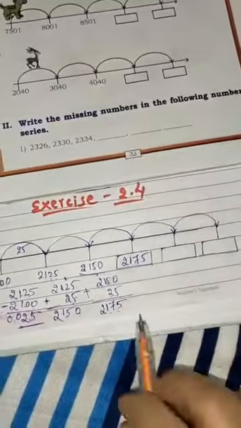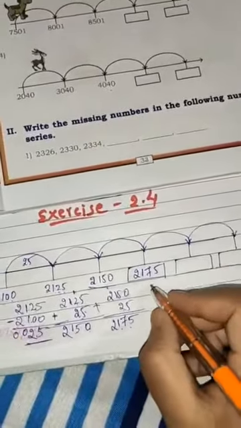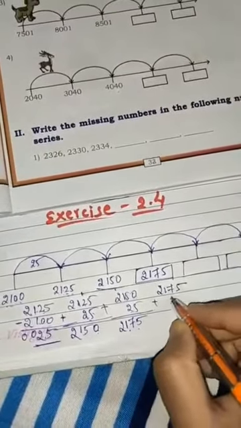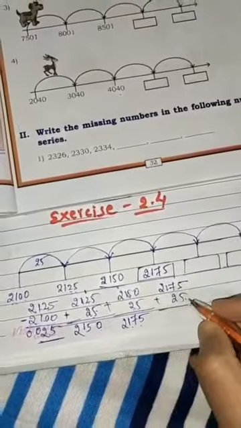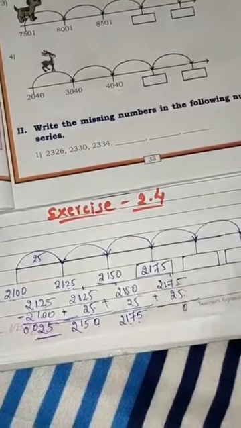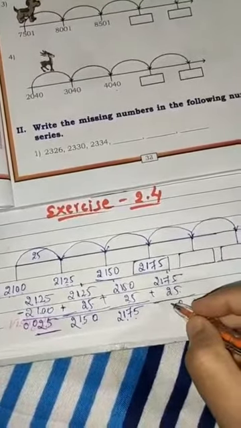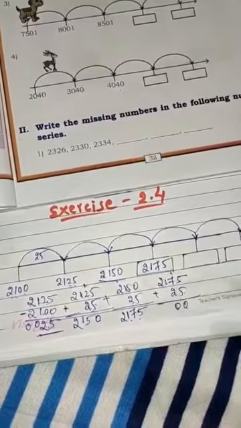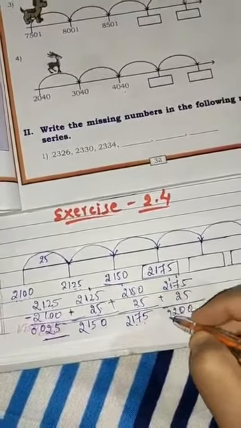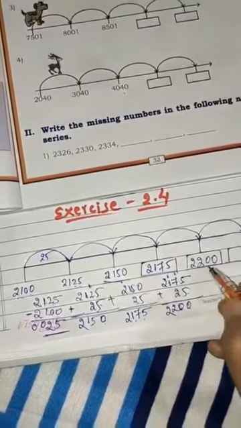Yes, we have to add this 25 to the next number. 2175 plus 25. 5 plus 5, 10. So we'll write 0 here and we'll give a carry to the next place. So 7 plus 2, 9 plus 1, again it is 10. Yes. So we'll give again a carry to the next number. 1 plus 1 is 2 and the 2 will remain the same. So 2200. Next again what do I have to do?